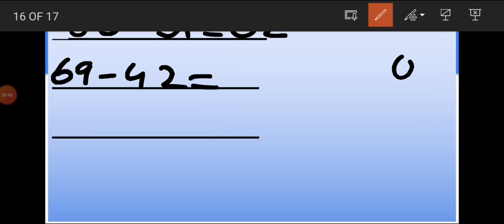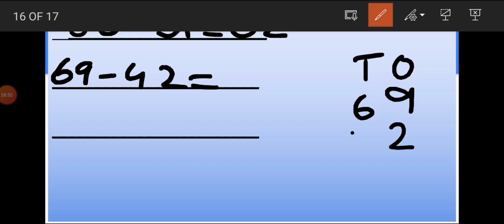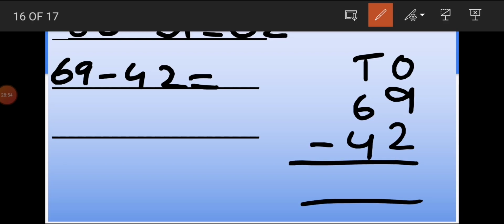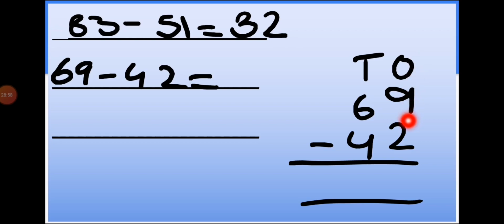Rough work here. Ones and tens. In number 69, 9 is ones and 6 is tens. In number 42, 2 is ones and 4 is tens. Now I'm going to subtract them. According to subtraction, subtract the ones first. So you can start from 9 and count back till 2, or you can start from 2 and count till 9.